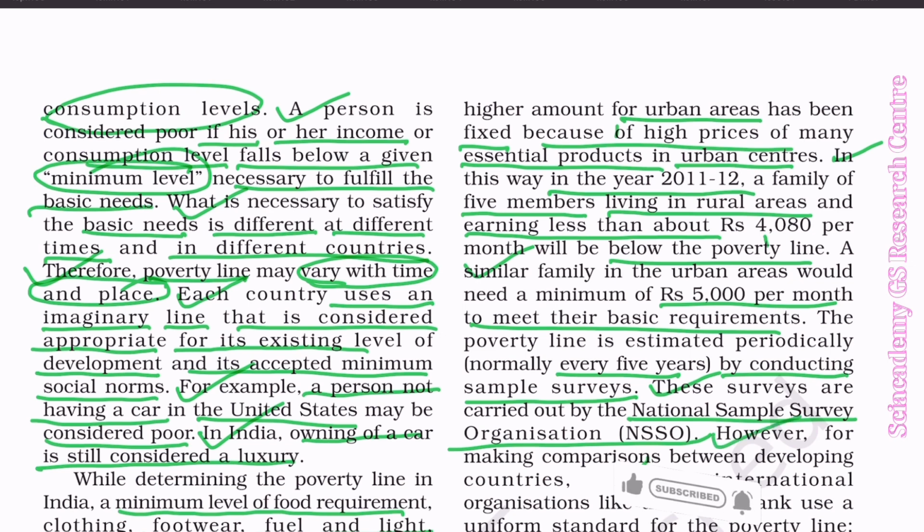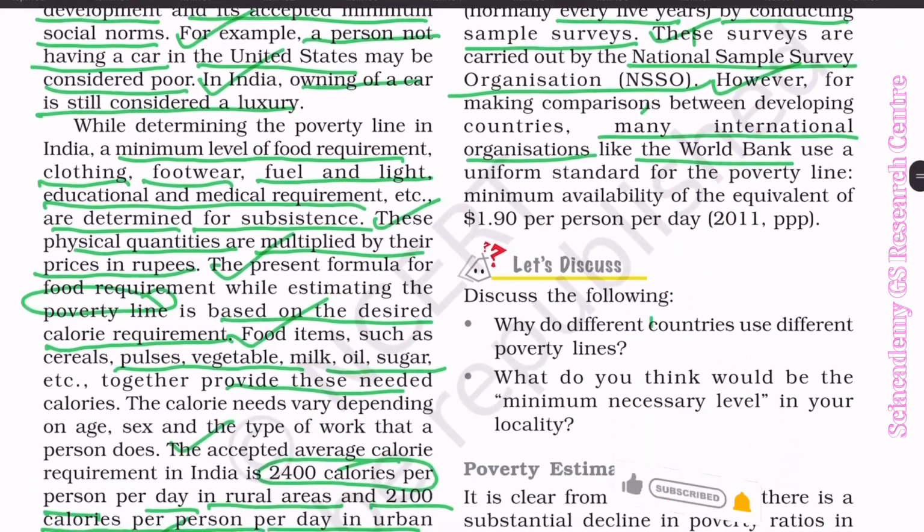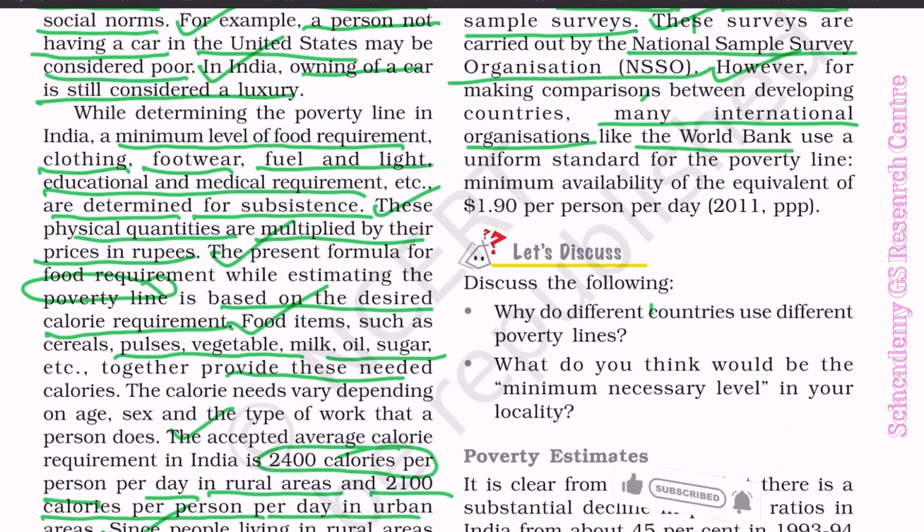NSSO. However, for making comparisons between developing countries, many international organizations like the World Bank use a uniform standard for the poverty line. Minimum availability of the equivalent of $1.9 per person per day, 2011 PPP.